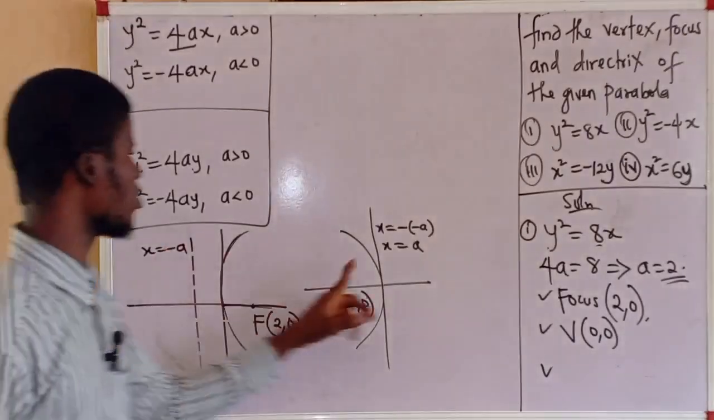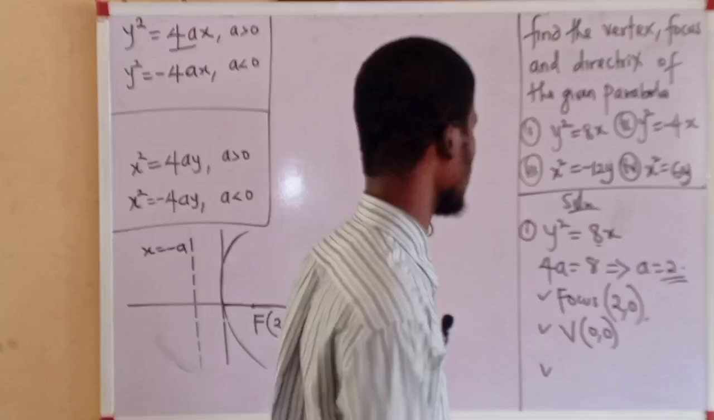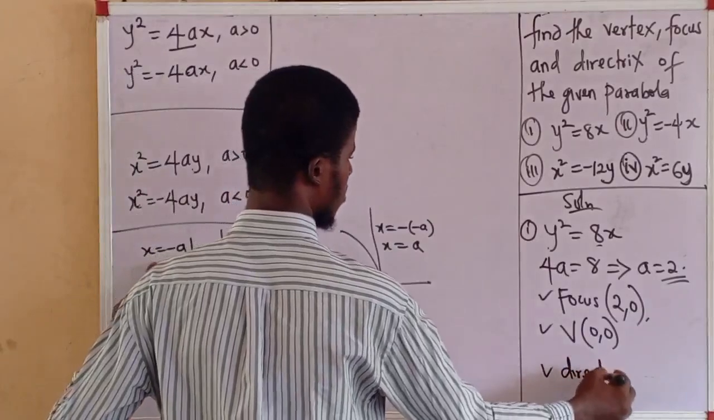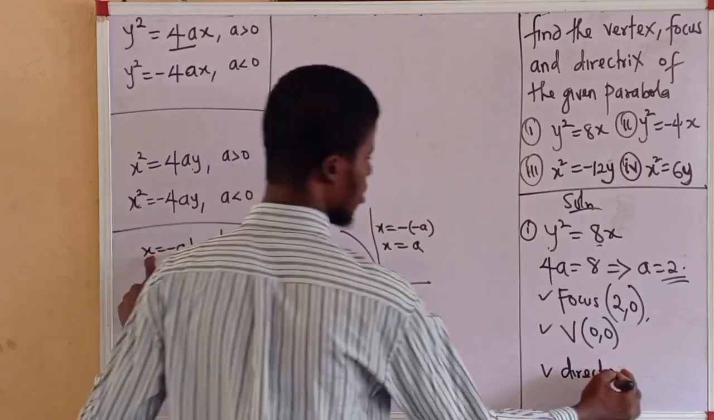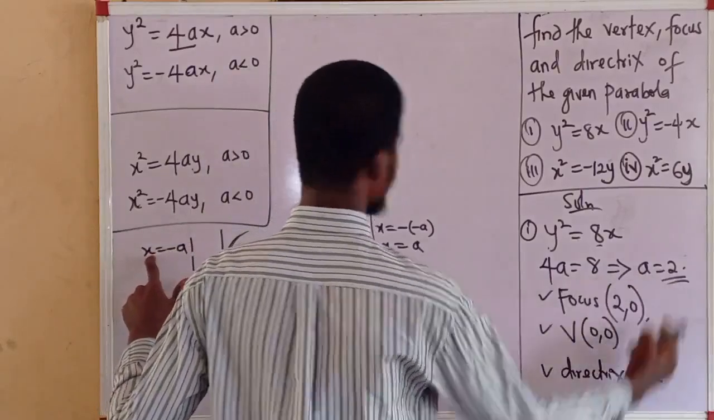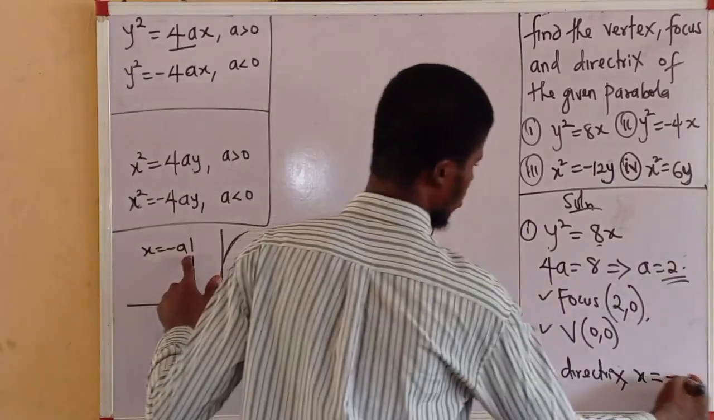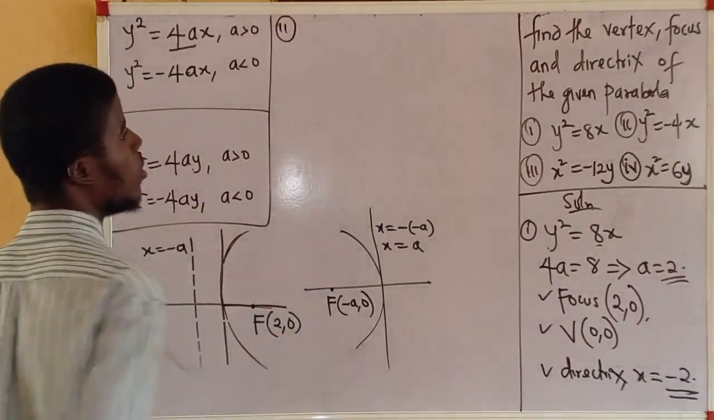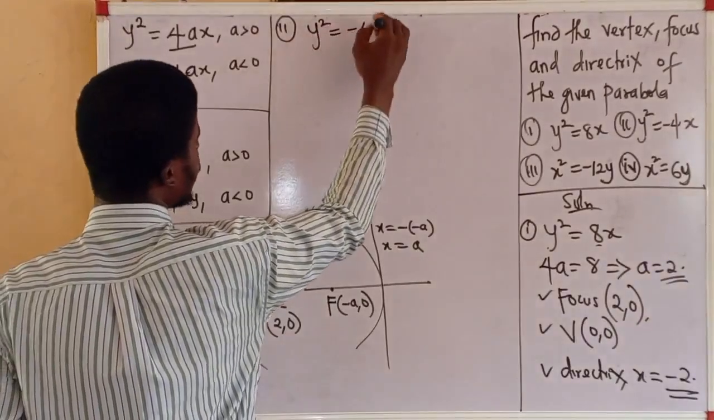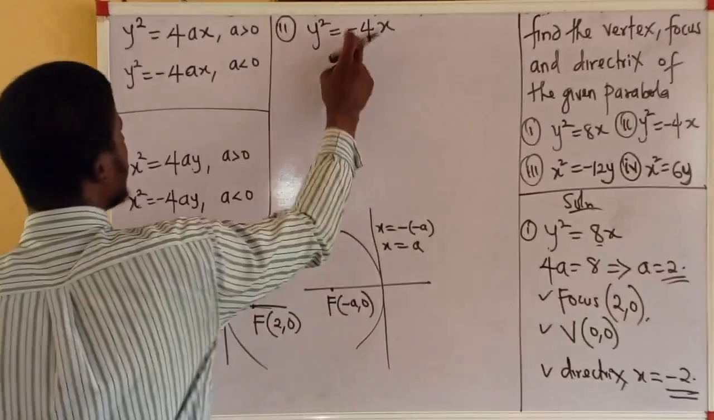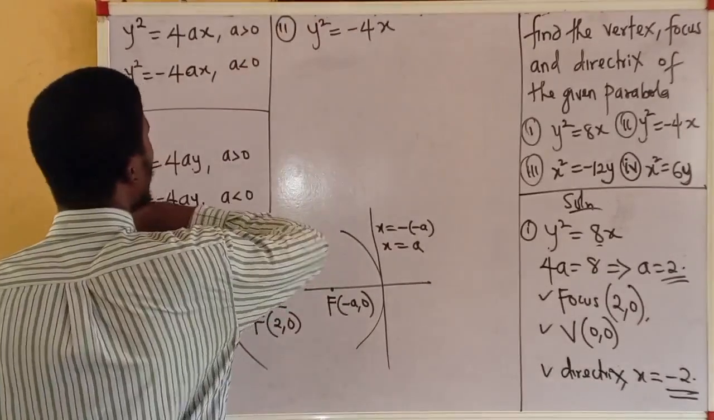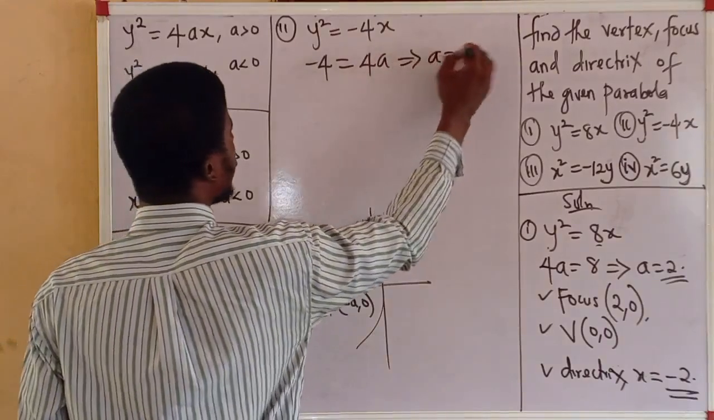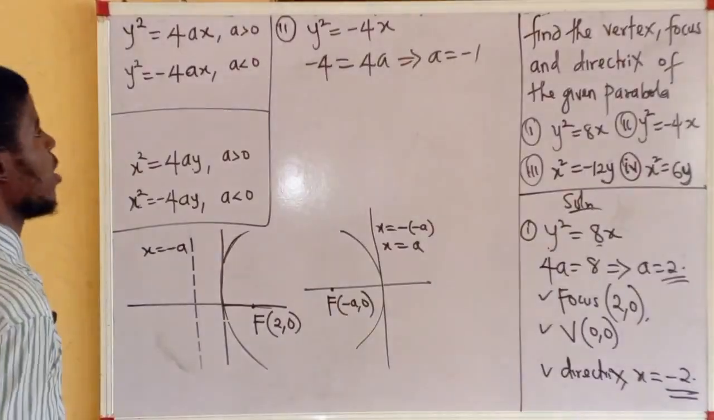So maybe we are going to see this when we get to this point here. So for this, the directrix has the equation x equal to, what's a? 2. So it is minus 2. That's it. Now for the second one, where it is y squared equal to minus 4x. If we compare this with this, we have minus 4 equal to 4a. And this means that a is equal to minus 1. So a is minus 1.